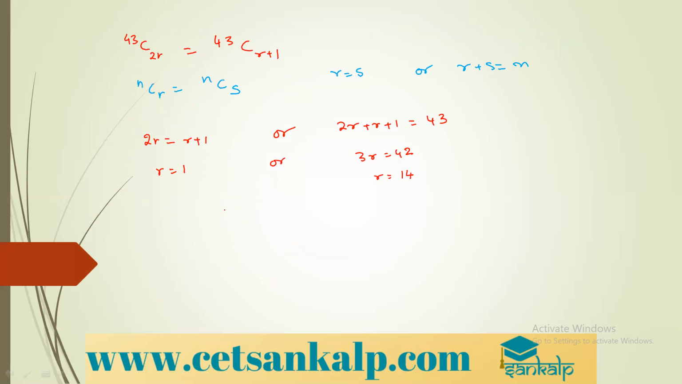So these two, if they are in the options, you can select. If r is equal to 1, you can select that. If r equal to 14, that you can select, whichever one is there in the option. Mostly r will be not equal to 1. r equal to 14 you can select.